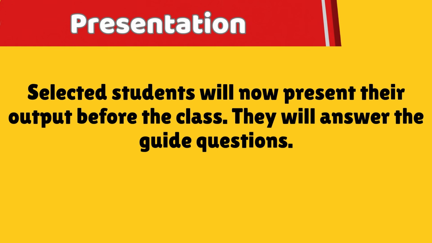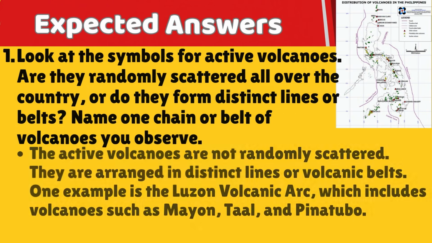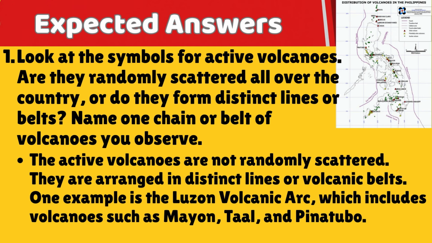They will answer the guide questions. And for the expected answers, for the distribution of trenches and volcanoes. Number 1: look at the symbols for active volcanoes. Are they randomly scattered all over the country, or do they form distinct lines or belts? Name one chain or belt of volcanoes you observe.